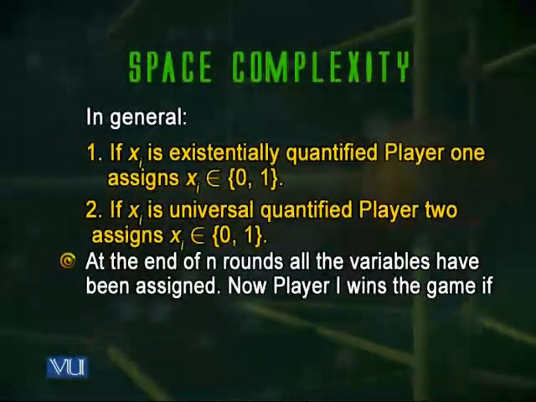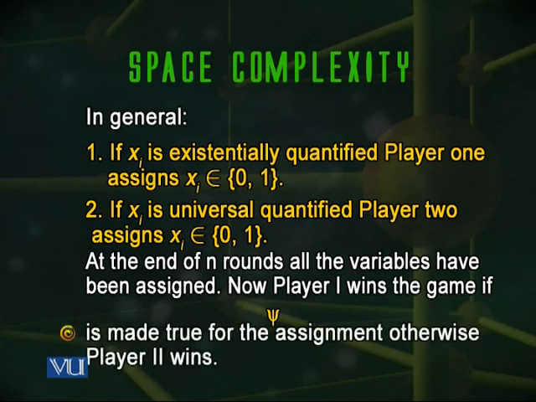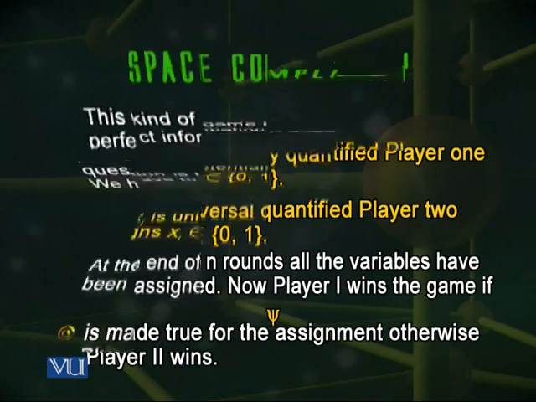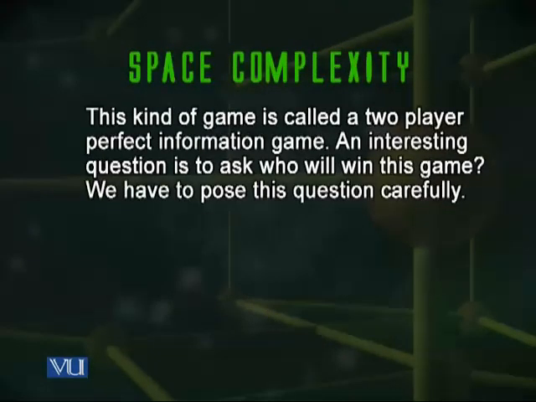Once the n rounds of this game finish, all the variables have been assigned values. Therefore, we can look at the quantifier free part, psi, under this assignment. And psi is going to be either true under this assignment or false. Now, if psi turns out to be true, then we will say that player 1 has won the game. And if psi turns out to be false, then we would say that player 2 has won the game. This kind of a game is called a two-player perfect information game. An interesting question to ask is, who will win this game?